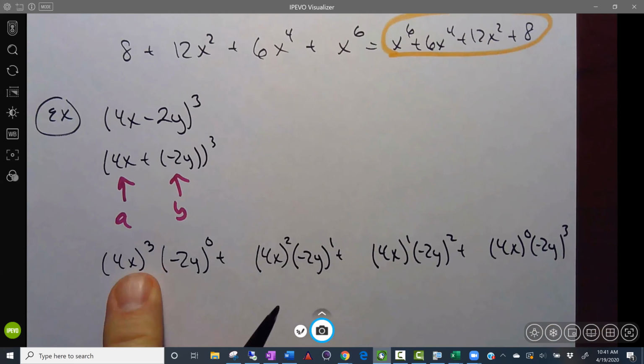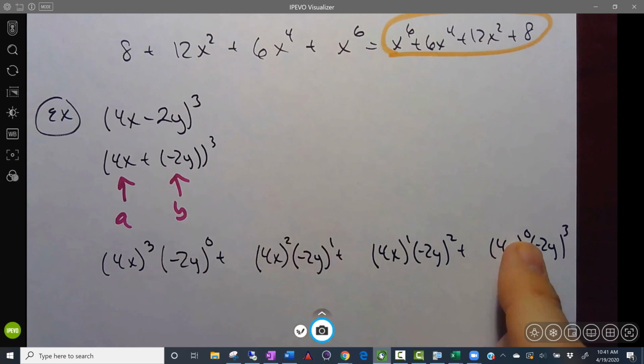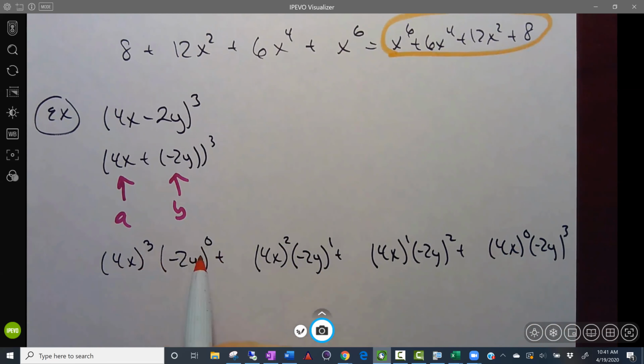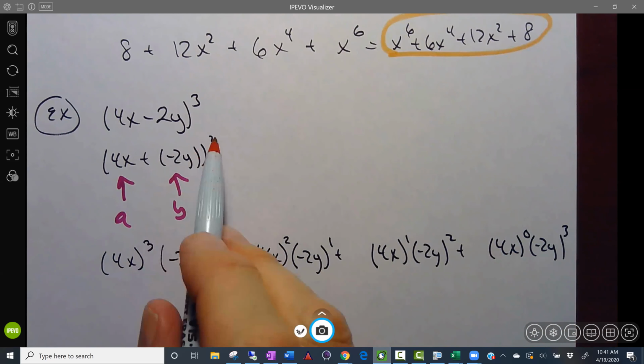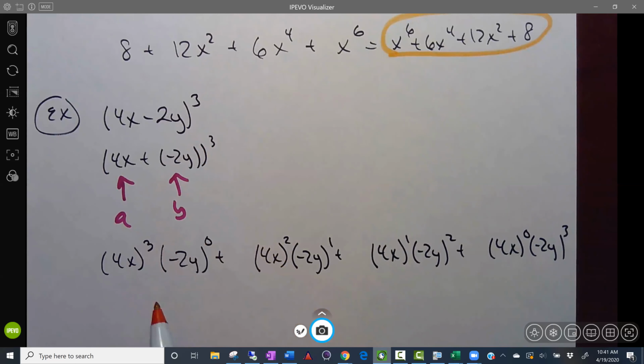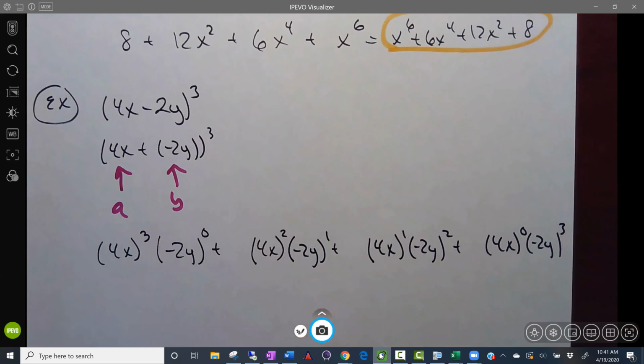So each time you move over from one to the next, you're going to decrease the exponent on the a term and increase the exponent on the b term. Now, if you look at each of these terms before I simplify it, these exponents should add up to the exponent on the outside here. 3 and 0 is 3. 2 and 1, 1 and 2, 0 and 3, all add up to 3. So that's a little double check of your work.